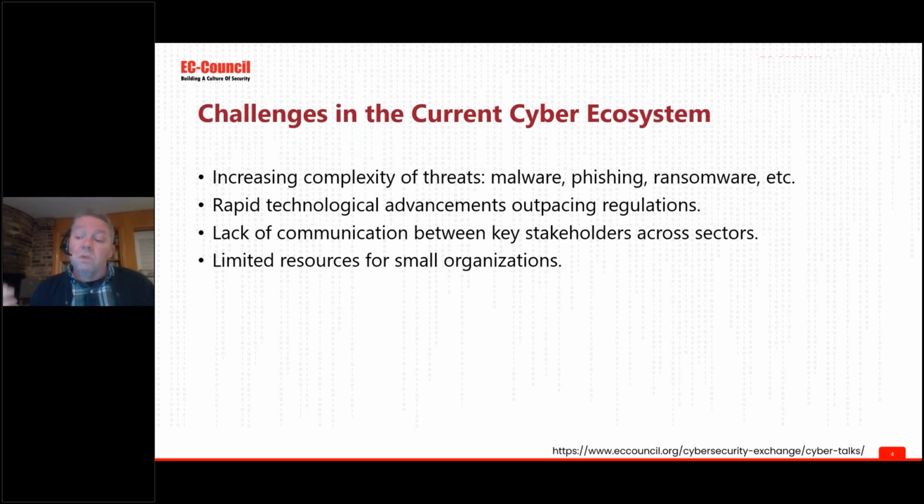When we talk about limited resources for small organizations, small companies and medium-sized companies have increasingly become targets of cyber criminal organizations because of this factor, that they generally do not have the resources that a lot of larger organizations have at their disposal. They can't build teams within their organization because it is very, very expensive.